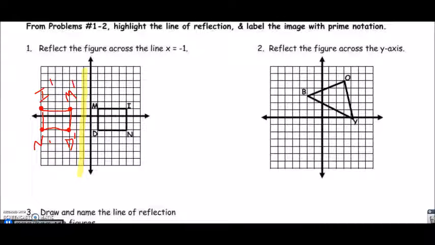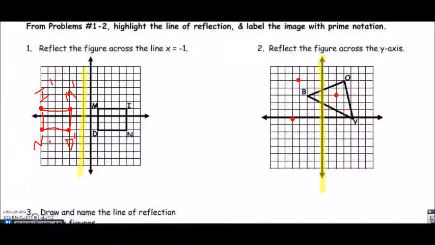Looking at number 2, we're reflecting across the y-axis. So you're going to count to the y-axis and then continue beyond that. B is going to go to the right, 1, 2, 1, 2. O is going to go to the left, 1, 2, 3, 1, 2, 3. And Y is going to go to the left, 1, 2, 3, 4, 1, 2, 3, 4.